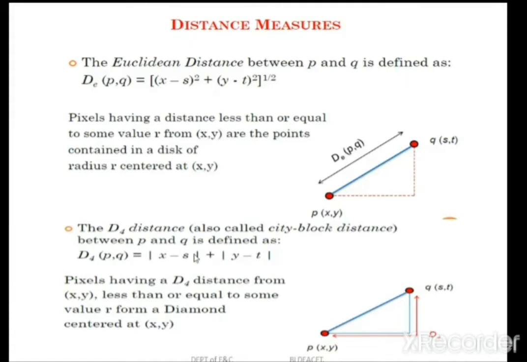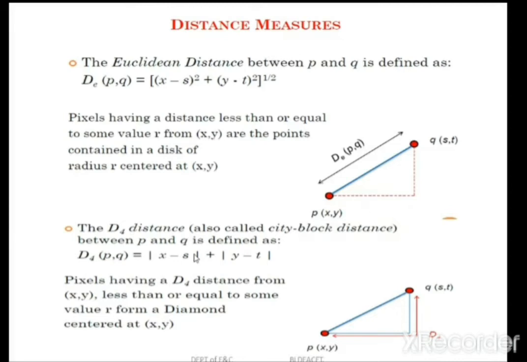We have 3 different types of distance measures discussed in the textbook. They are Euclidean distance, D4 distance, and D8 distance. However, theoretically, we have a large number of distance measures, and these distance measures are generally used for matching 2 images, or even for classification of images. First, we are going to discuss the Euclidean distance.